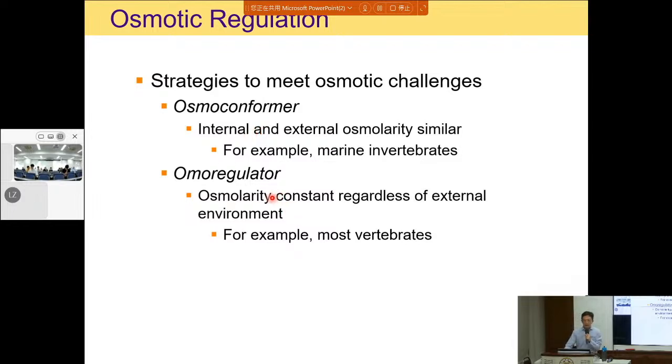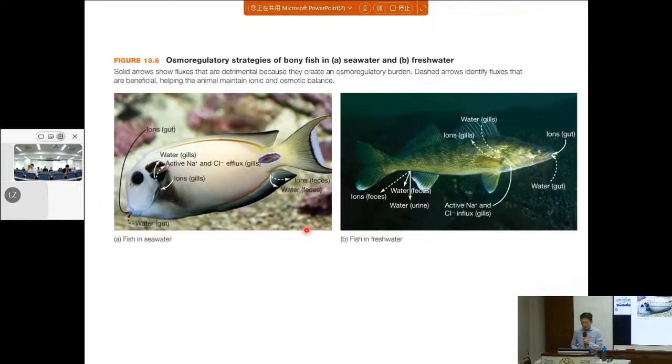The other kind of animal is called the osmoregulator, which means they can maintain their osmolarity constantly by active transport. In freshwater, they need to take up ions, and in contrast, in the seawater environment, they will excrete salt actively. Here I show you two examples: one is the freshwater fish, and the other is the seawater fish.